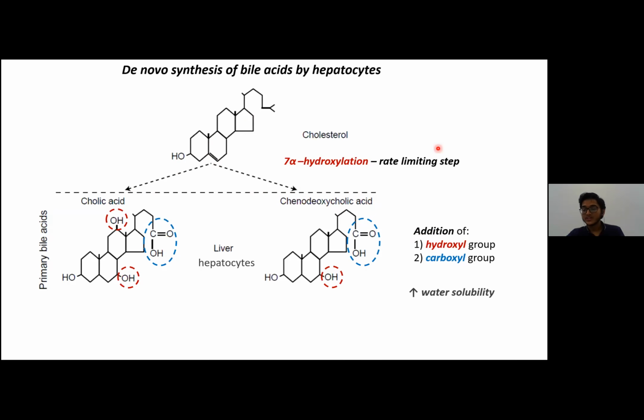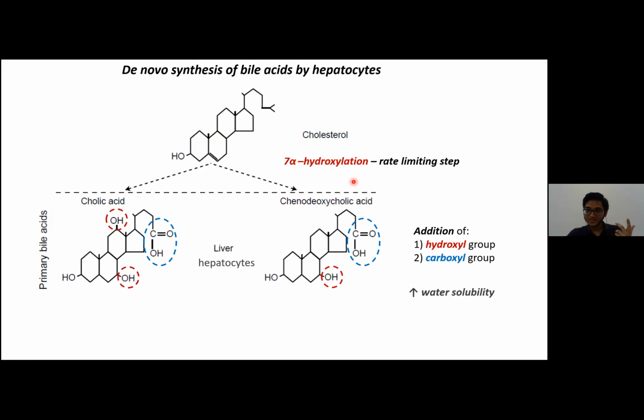Now, what you're trying to do basically is, because I told you cholesterol is a lipid, right? And we need to make bile soluble. And so bile acids are basically a soluble version of cholesterol. So you can think of bile acid synthesis as basically making cholesterol more soluble. Okay, so the first thing that happens is you hydroxylate cholesterol to form cholic acid and chenodeoxycholic acid. This is the rate limiting step of bile acid synthesis.